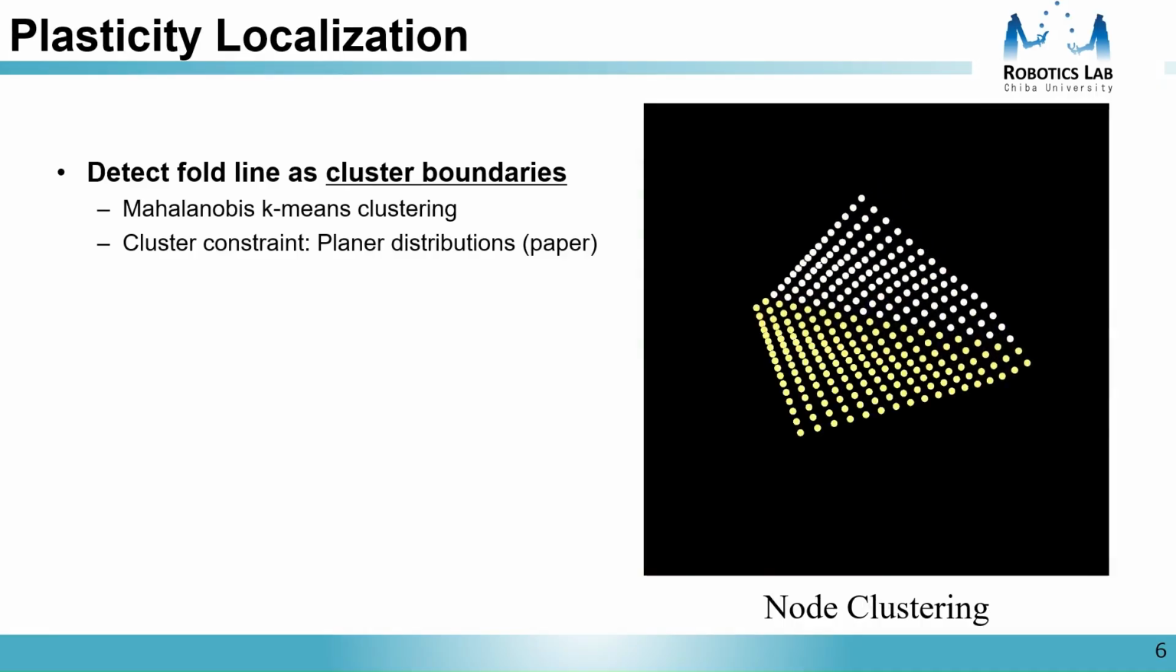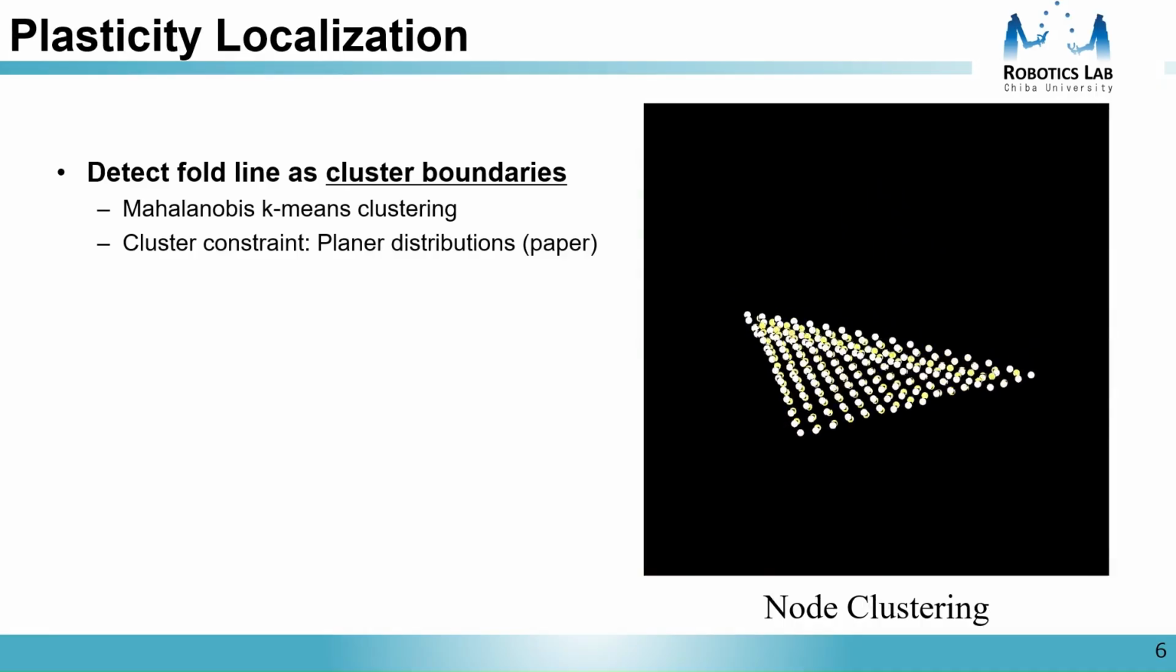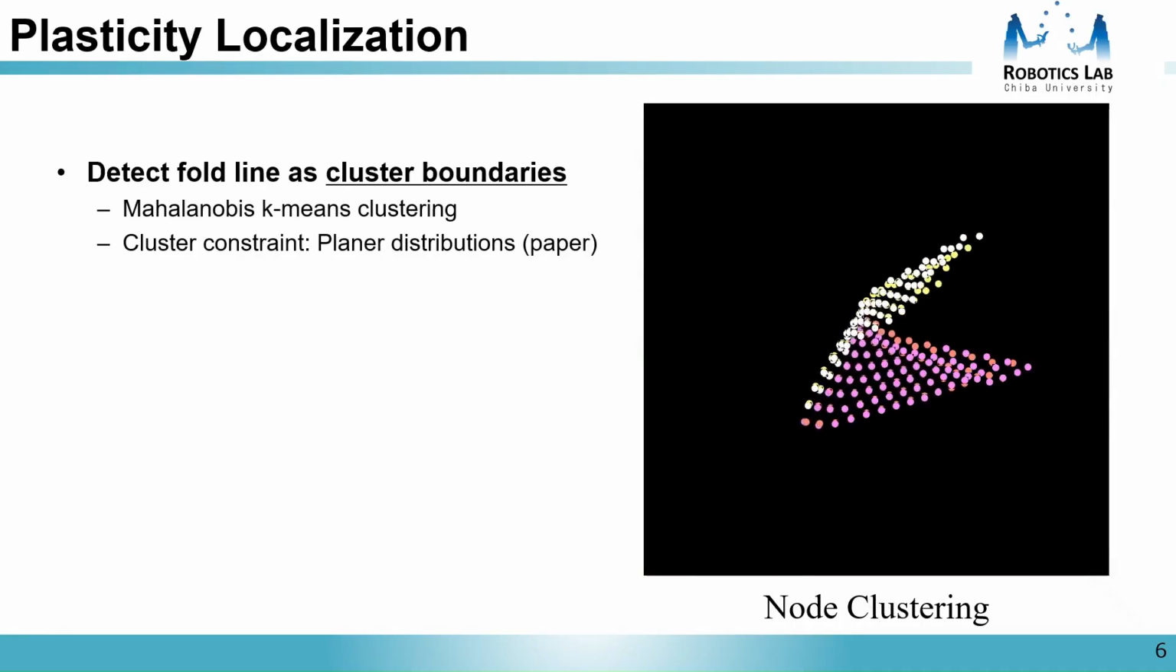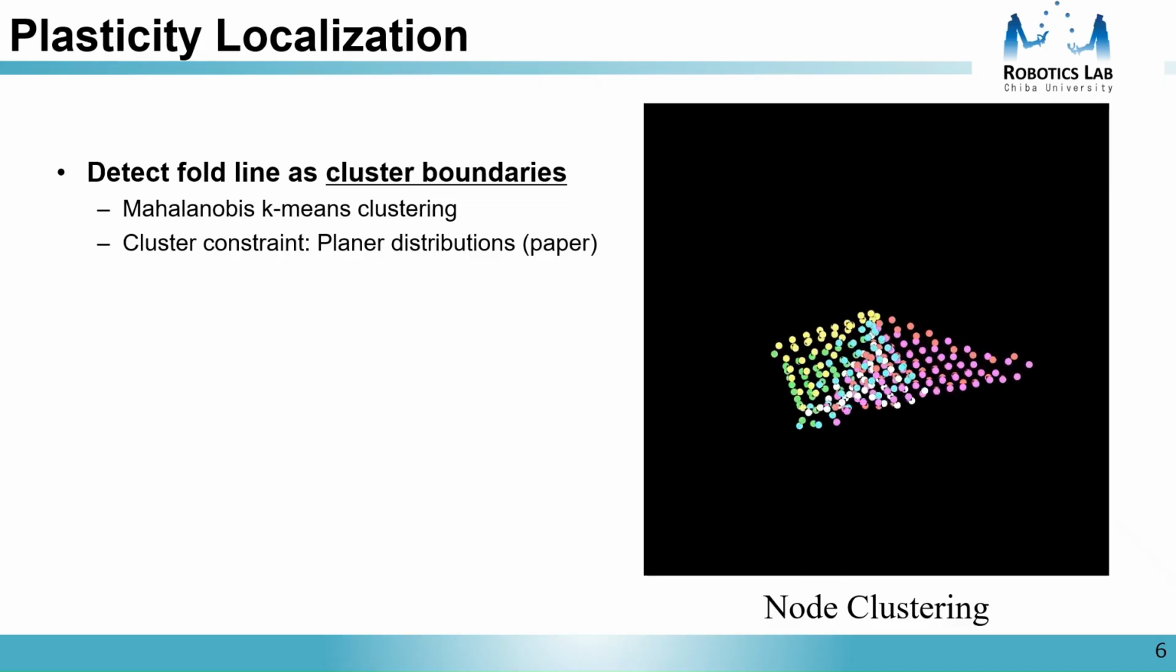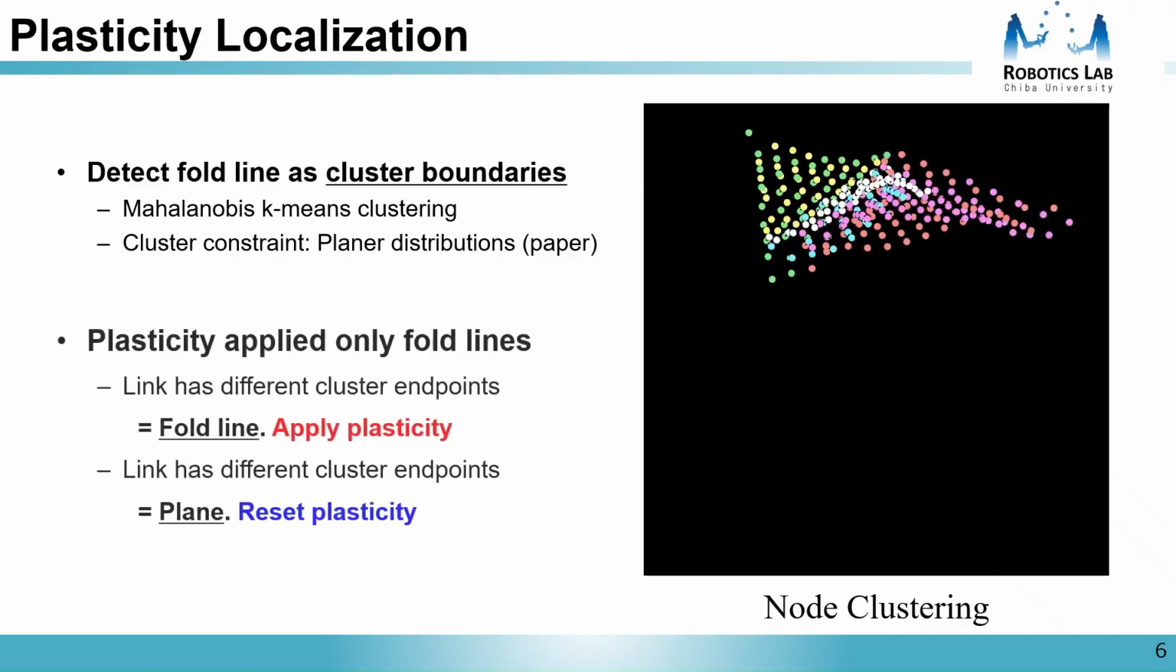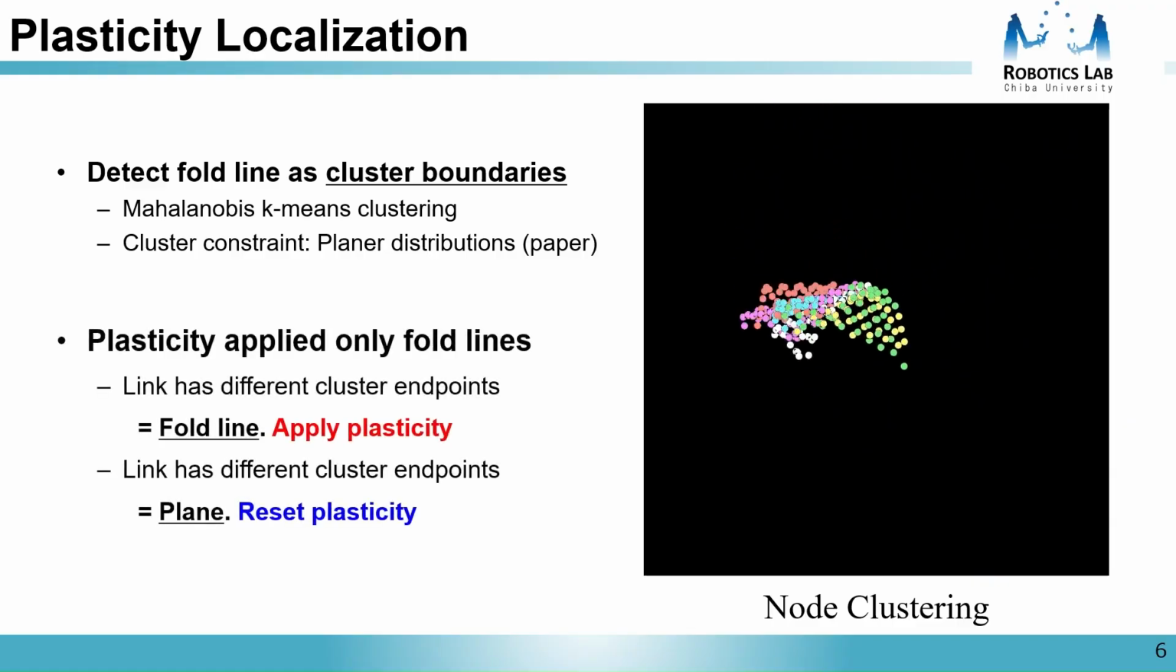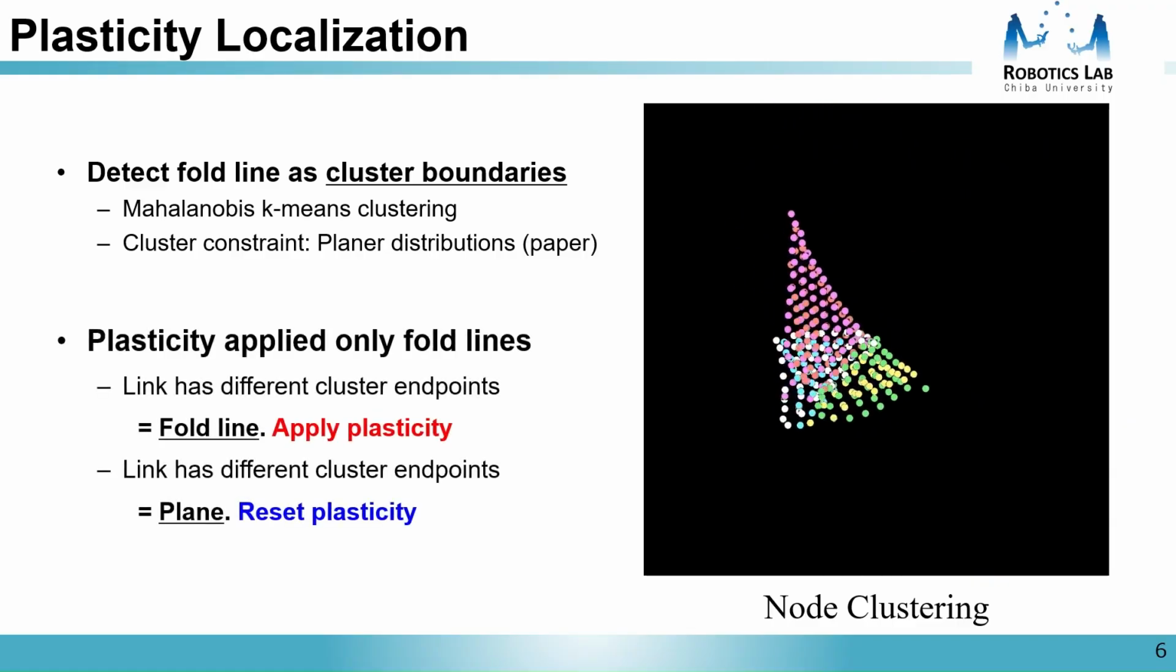To resolve this trade-off, we localize plasticity. We first perform node clustering to detect fold lines as cluster boundaries. Clustering uses k-means with Mahalanobis distance constraints so that clusters form approximately planar distributions. We then determine whether a link lies on a fold line from the cluster labels of its endpoints and apply plasticity only to links on the fold lines.